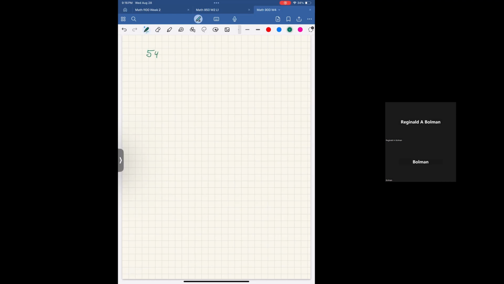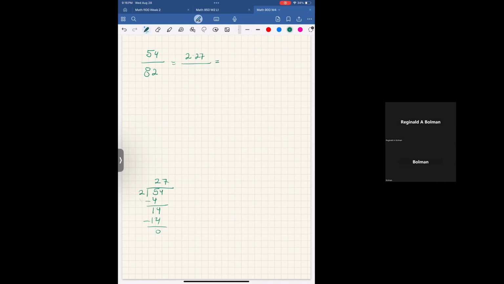Do 54 over 82. Okay. So here again, 54 is not prime, so I'll go ahead and divide 2 into 54. 2 into 5 goes 2 times. 2 times 2 is 4. Subtract, 5 minus 4 is 1. Drop your 4. 2 into 14 goes 7 times. 7 times 2 is 14. Subtract, you get 0. So you would have 2 times 27 on top.